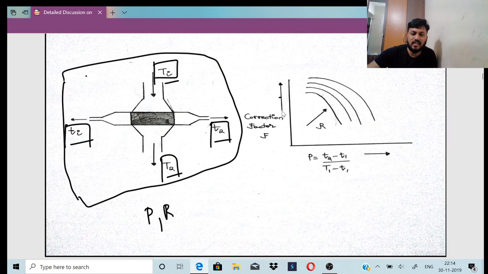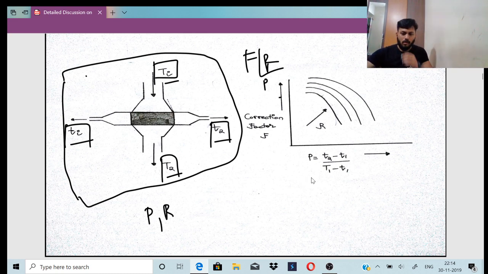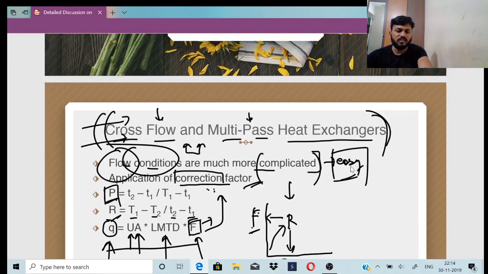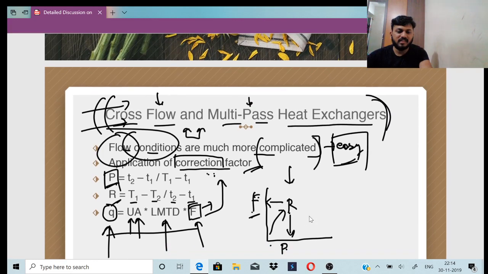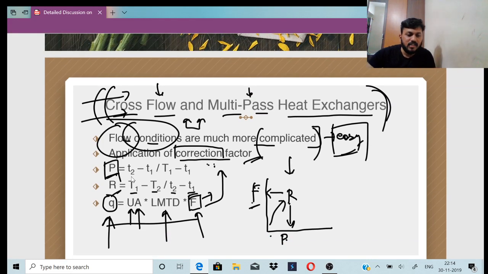Okay, so you can see here, this is how the graph is. F, P, R will be the graph. P is small t2 minus small t1 divided by large T1 minus small t1. And P1 also I have given you the formula here. P1 is small t2 minus small t1 divided by capital T1 minus small t1, and the formula for R is capital T1 minus capital T2 divided by small t2 minus small t1.